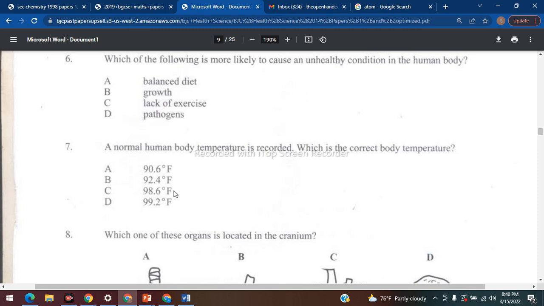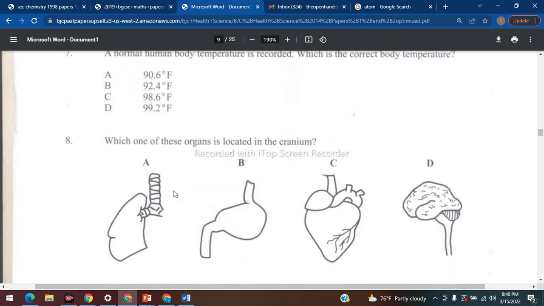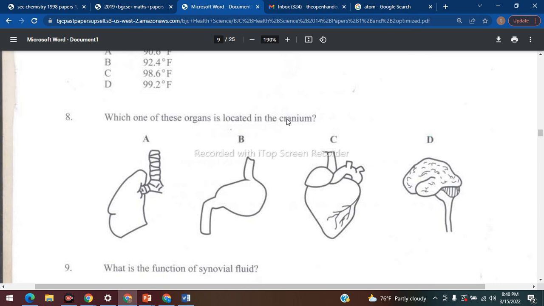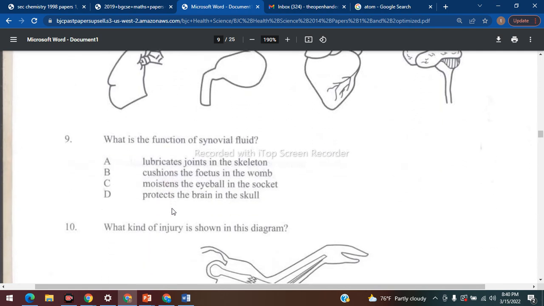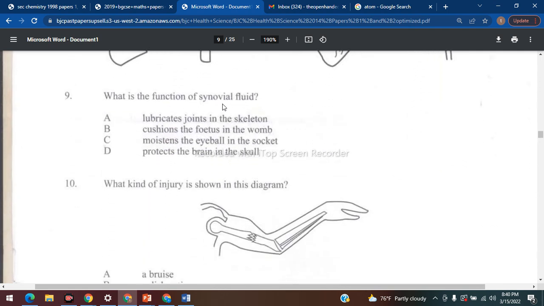So, anyway, let's move forward. Number 8. Which one of these is located in the cranium? D. Very good. Because this is the brain. This is the what? The heart. This is the what? Stomach. The what? Lungs. Very good. Which is the function of the synovial fluid?